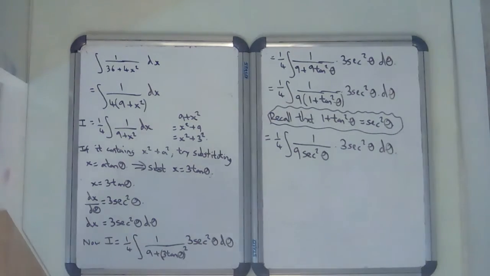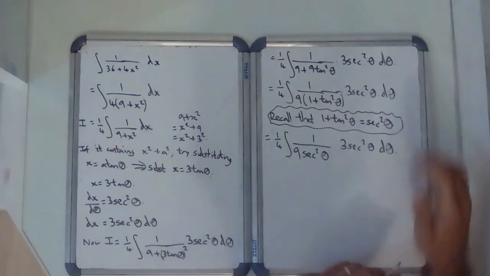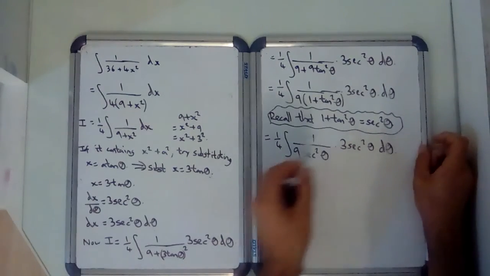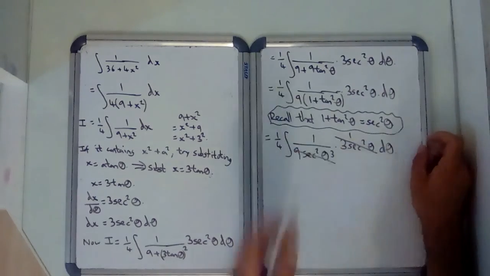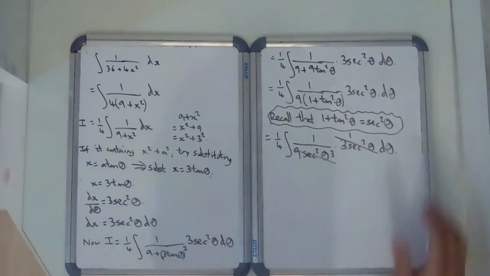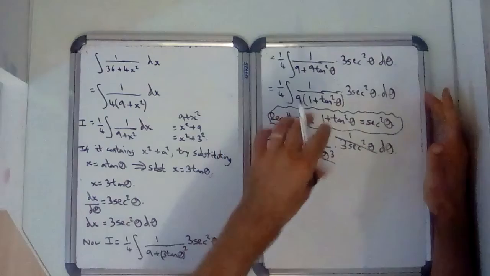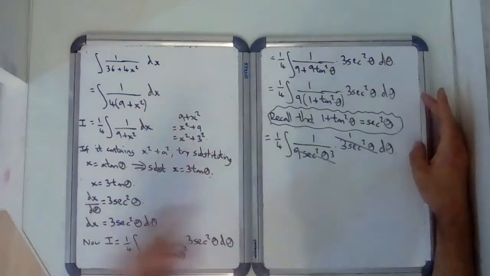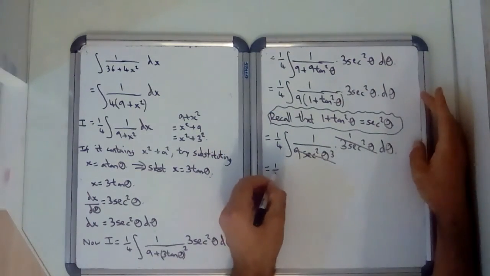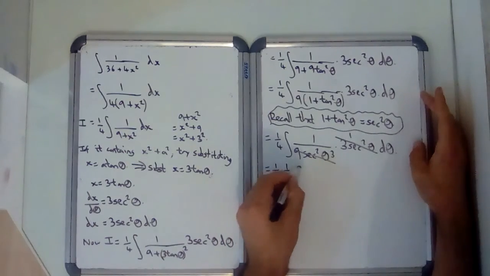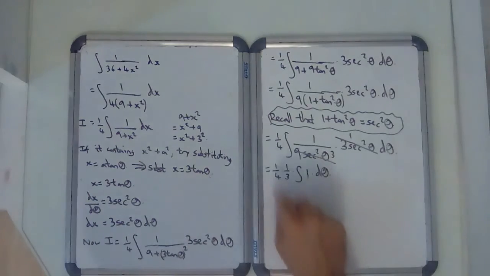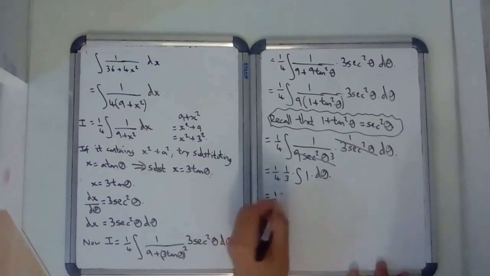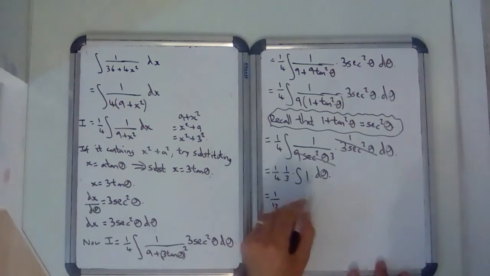So now finally we're in a position where things are going to start nicely cancelling. If you look at the 3 sec squared theta and the 9 sec squared theta, that will cancel to 1 over 3. So we now have 1/4 times the integral of 1/3 with respect to theta. I'm just going to pull the third out as well. So it's going to be 1/4 times 1/3 times the integral of 1 d theta, which equals 1/12. And the integral of 1 with respect to theta is just theta plus the constant of integration.